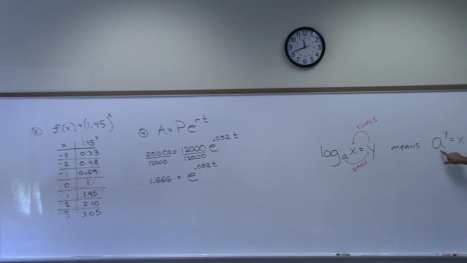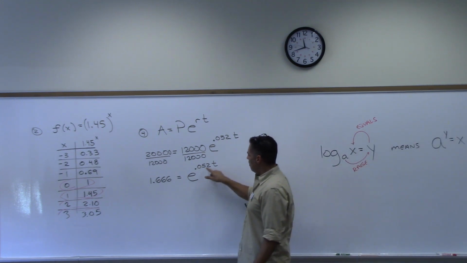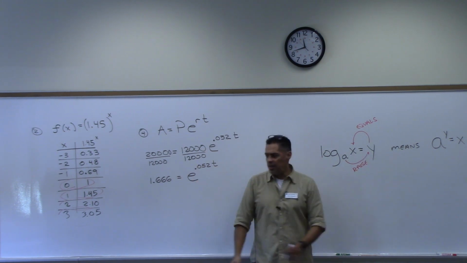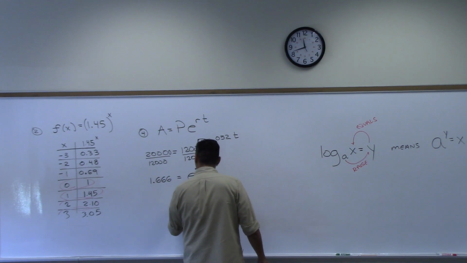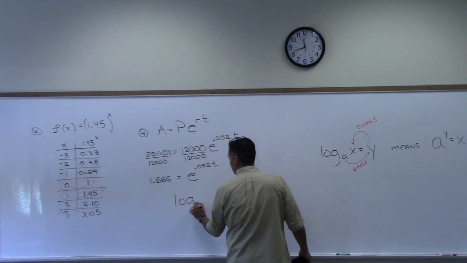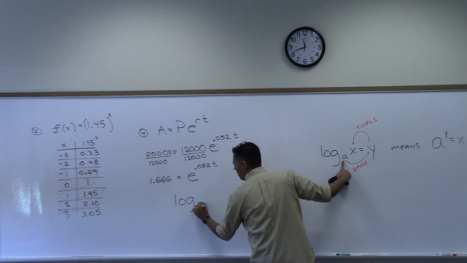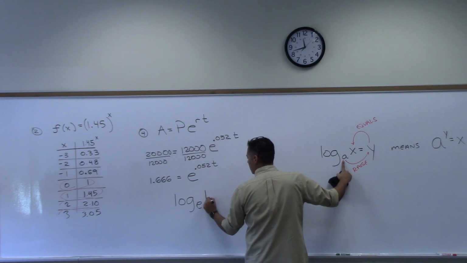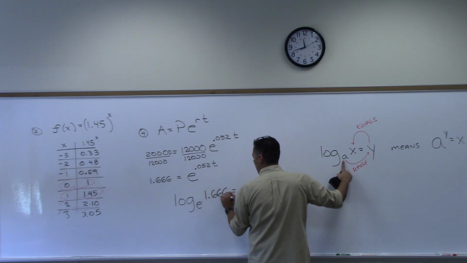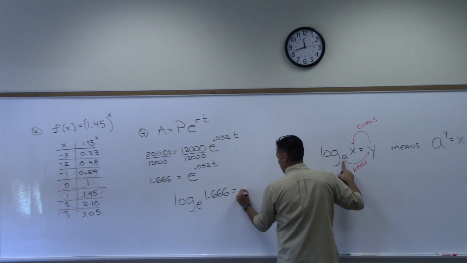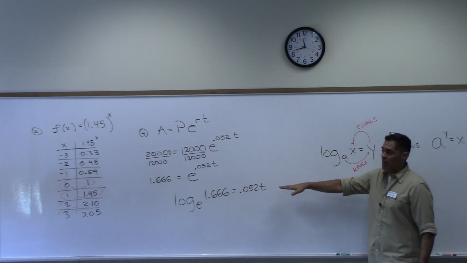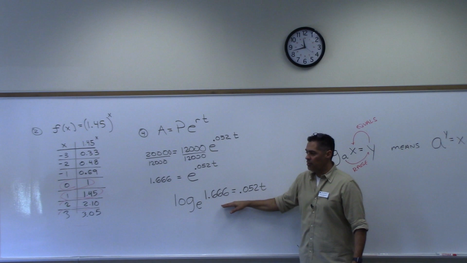So if I have something to a power equals something, is that what we have over here? Yes. What I want to do is rewrite it using this. Log base e, and the base down here, that's this number right here, is going to be the e that we have here. And then x is 1.666 here. And this side is 0.052t. This is the way it's going to work every single time that we do this problem. When you get to this step, we do this.